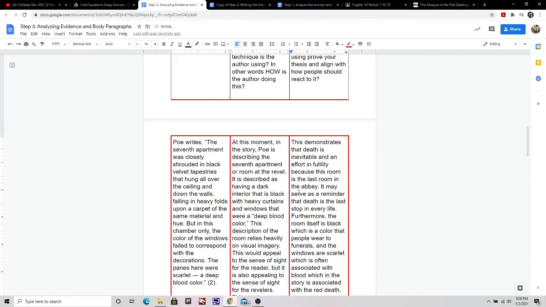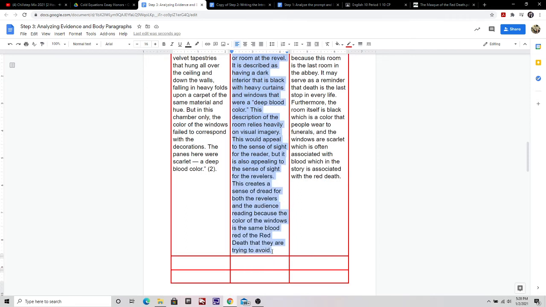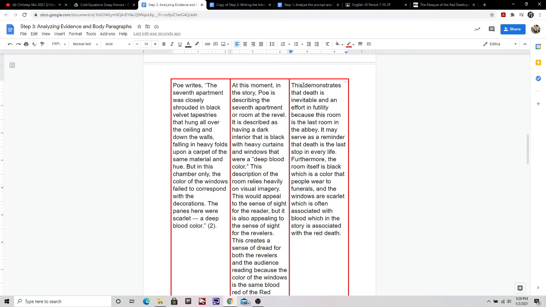Okay, so that's how all of this evidence ties together, right? We have this very creepy room at the end of the hallway. You might say, so what, right? Well, the author is using this visual imagery to create this sort of creepy room for a purpose, right? It's no coincidence that it's the last room, and it's no coincidence that it's black and red, right? Well, this demonstrates that death is inevitable and an effort in futility because this room is the last room in the Abbey, right? Also, Prince Prospero dies in this room, which we could end up adding here too. We could say this.